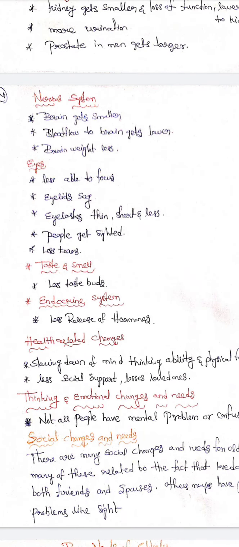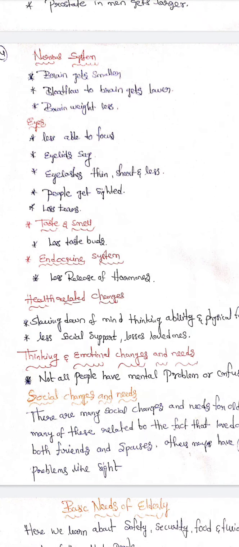Next, we will see how the eyes are affected in aged people. First, they are less able to focus. They cannot focus on things. Next, eyelids sag, the eyelids of aged people will be thin. Next, eyelashes become thin, short and less. We can observe this in old age people by seeing them.